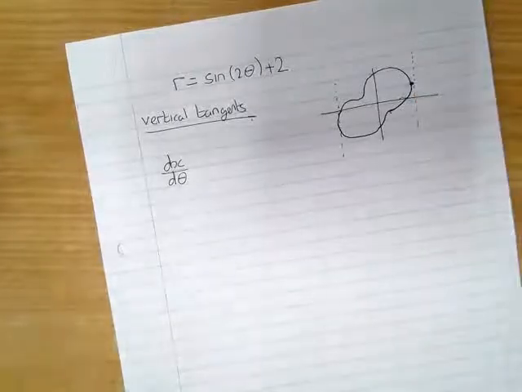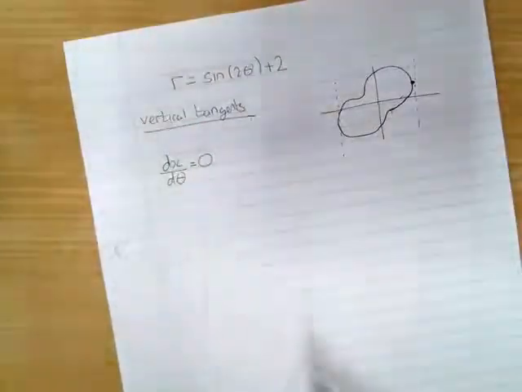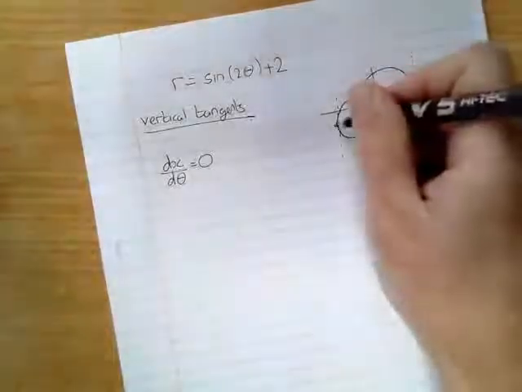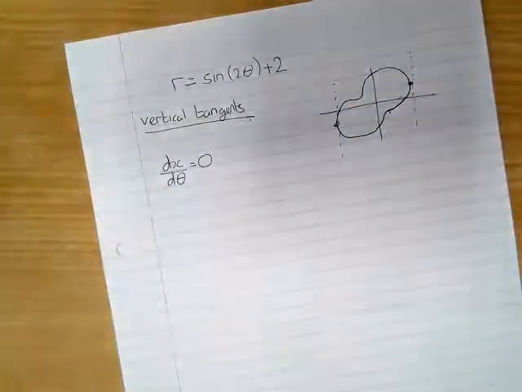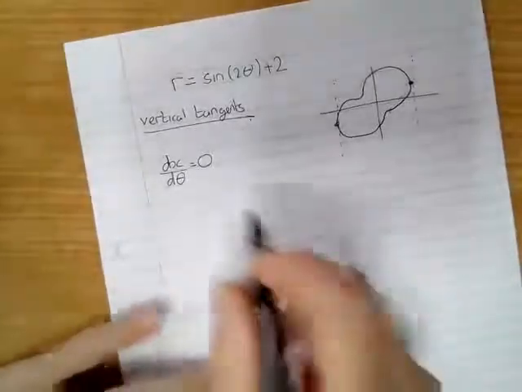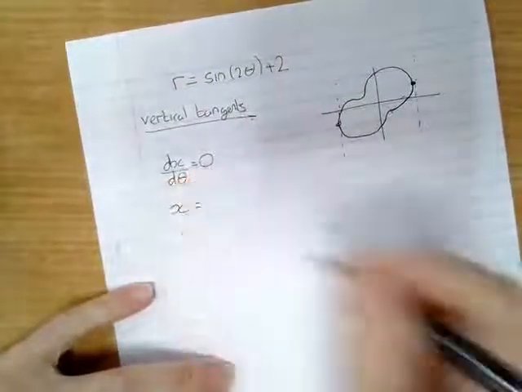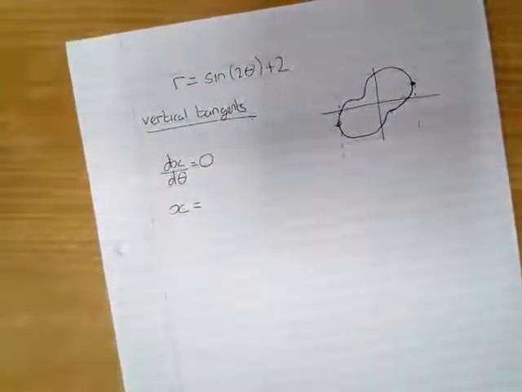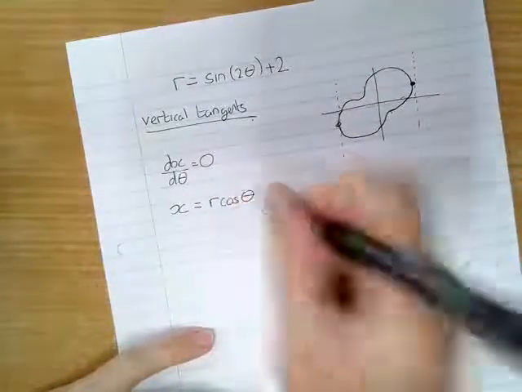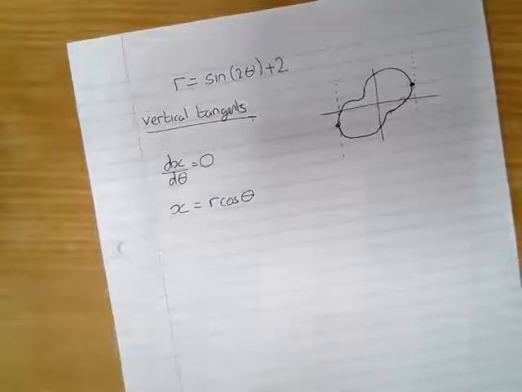So dx d theta equals 0 is the equation that we need to solve in order to find these two positions here. That's what we have to do, just solve dx d theta equals 0. Okay, well, I need to start then by considering an equation for x itself. Now the general equation for x is x equals r cos theta.